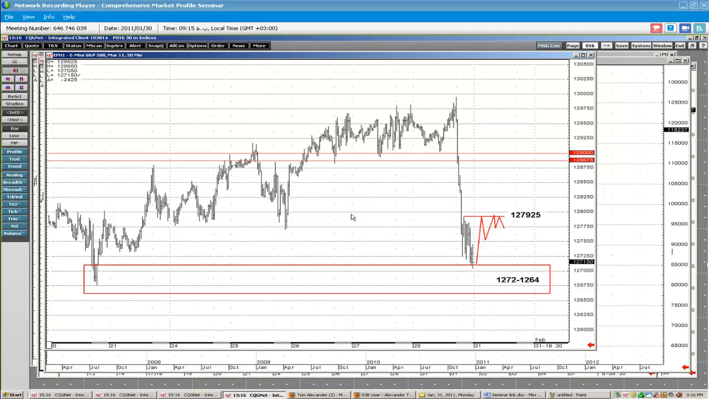Giampolo asks, if a market is vertical up, the very next balance below is a sort of last resort. Is that a general rule? Yes.